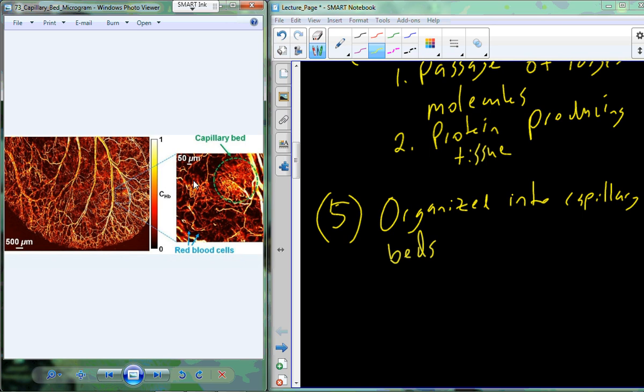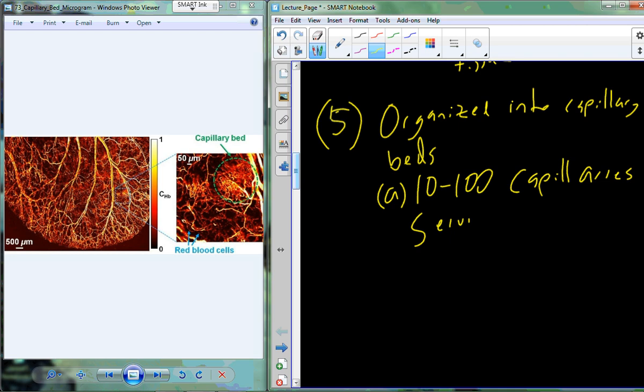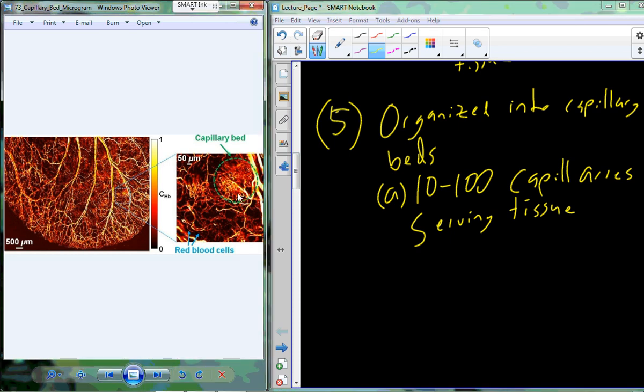So these capillary beds, from an anatomical perspective, we're going to find 10 to 100 capillaries in a capillary bed serving that small piece of tissue. You could go through and count up all of these capillaries and there might be 50 of them. Again, this is a really, really small space. This is a tiny piece of tissue.